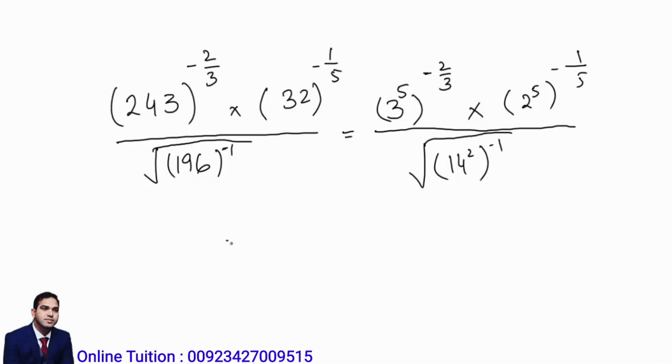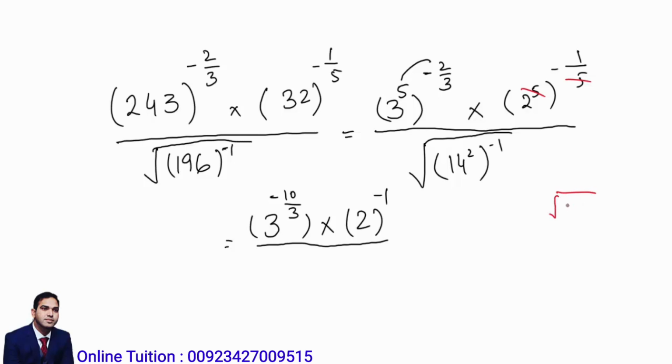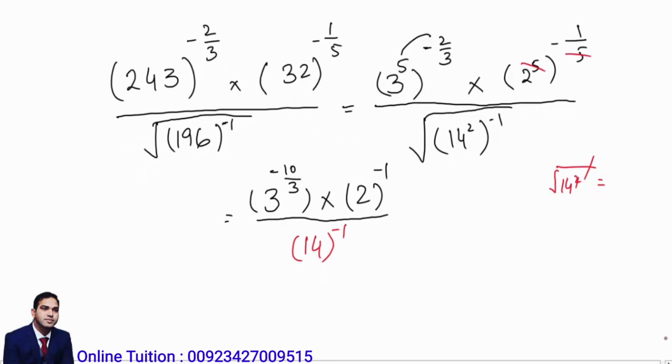The next step is 3 to the power negative 10 over 3, 5 multiply with 2, and multiply 2 to the power negative 1. This 5 will cut off with this. And after that, 14 squared can be written this way, and we have only 14 to the power negative 1. This is the simplest, the simple form.